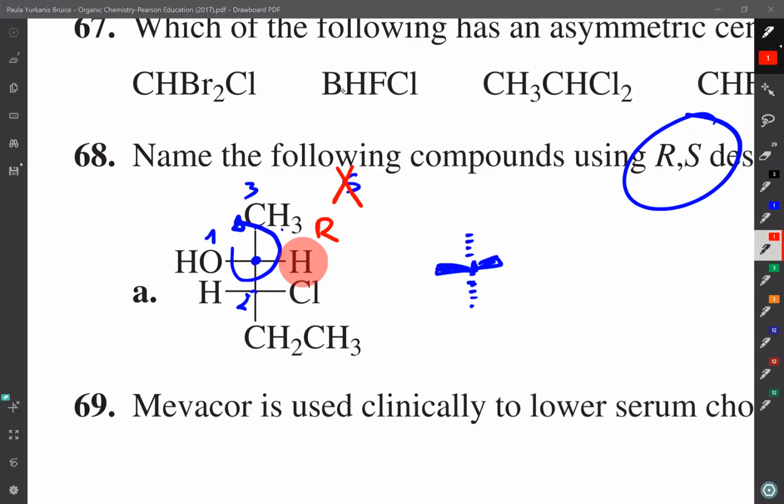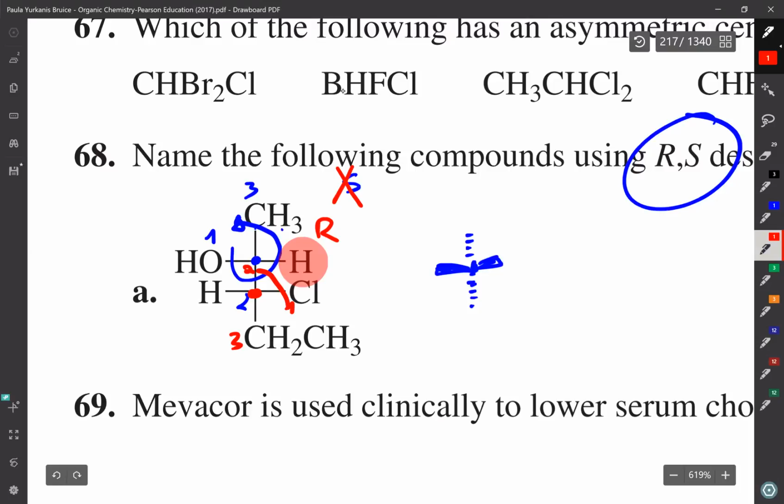I will take again the other one. This is another chiral center here. Let's do a second example. That's another chiral center. The first thing we need to do is to give them priority numbers. In this case, this will be priority number 1. This will be priority number 2. And this is priority number 3.